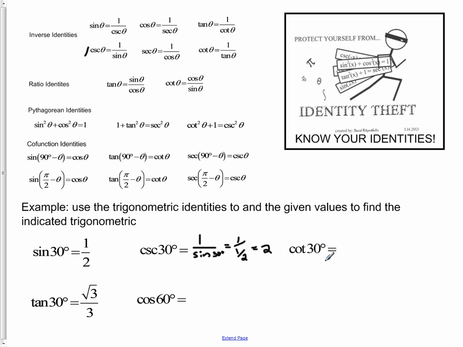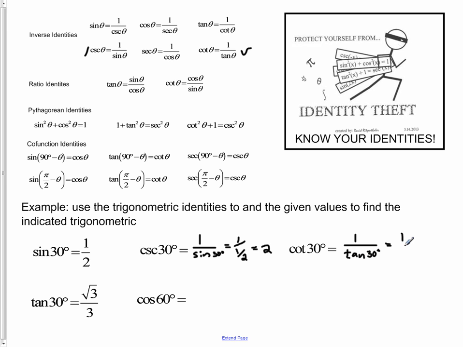Cotangent of 30 degrees. How about cotangent of 30 degrees? Well, the relationship here is that tangent of 30 degrees and cotangent are also reciprocals. So let's see, that would be 1 over the tangent of 30 degrees. So how should that work out?